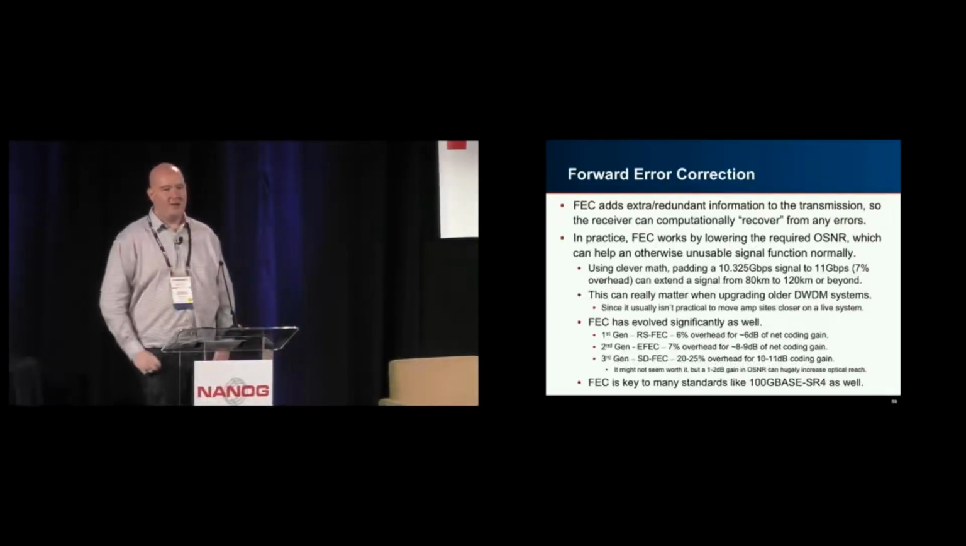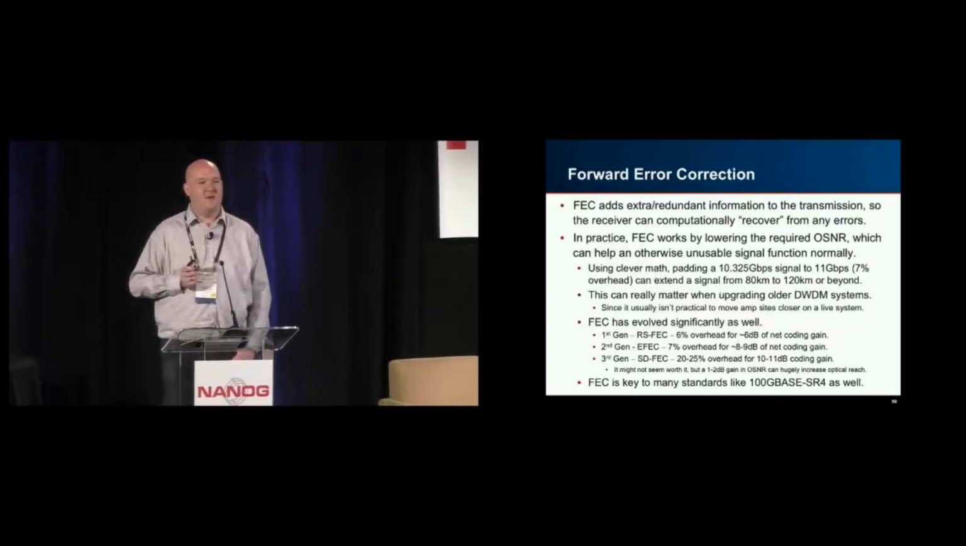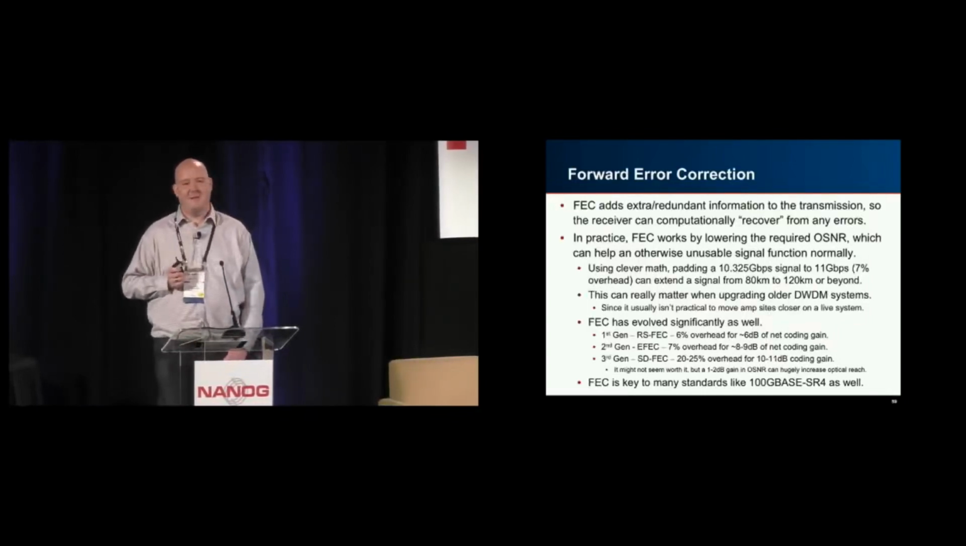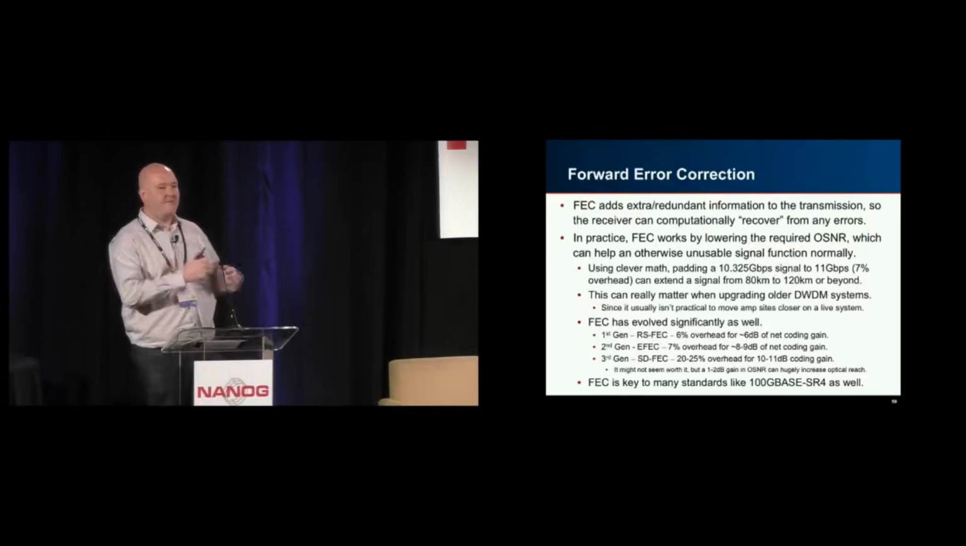A really common example is you can take a 10 gig signal and pad it by 7% and make it go from 80 kilometers of reach to 120 kilometers of reach, not by doing anything other than making it possible to recover that signal better. Where this really matters is when you're upgrading old DWDM systems. The problem is, it's usually not practical to go out and move your huts closer. Moving huts is a huge construction operation, costs lots of money, and you really don't get much flexibility when you're doing that. So when you want to move to a new generation technology, an easy way to solve that problem is to make the FEC systems better.